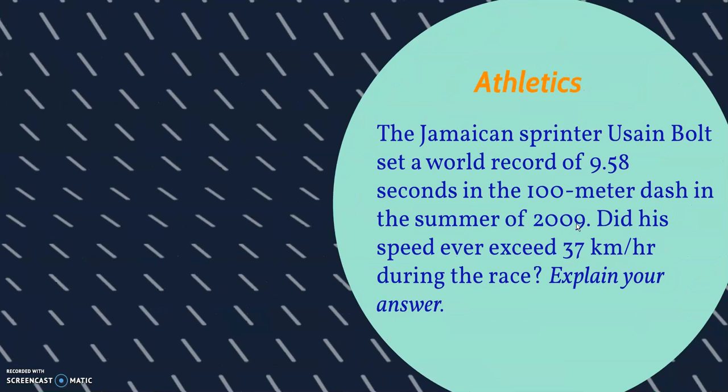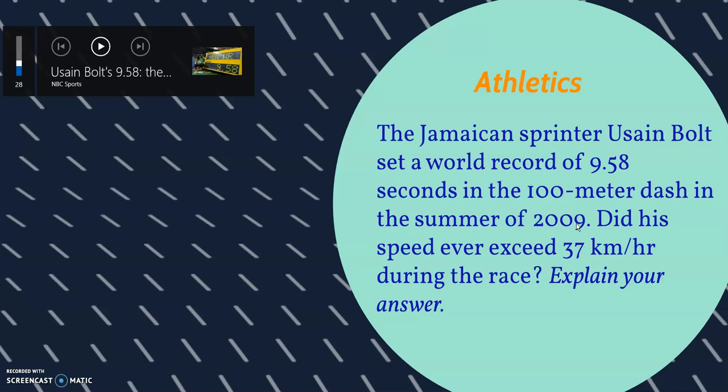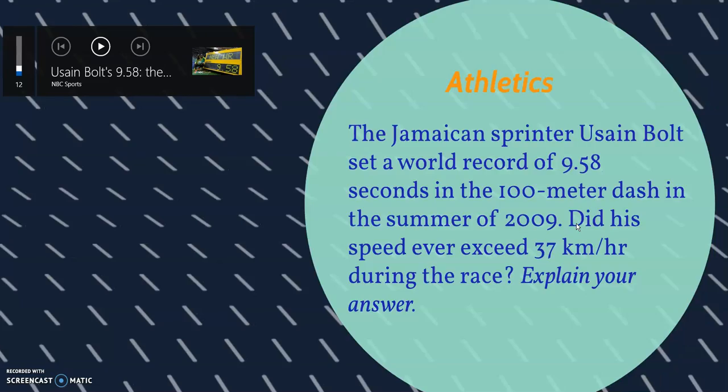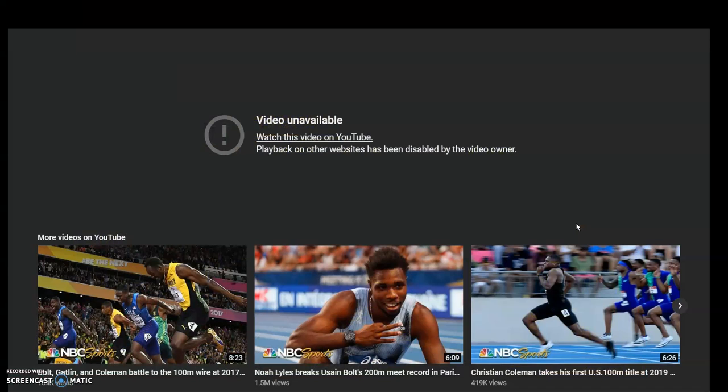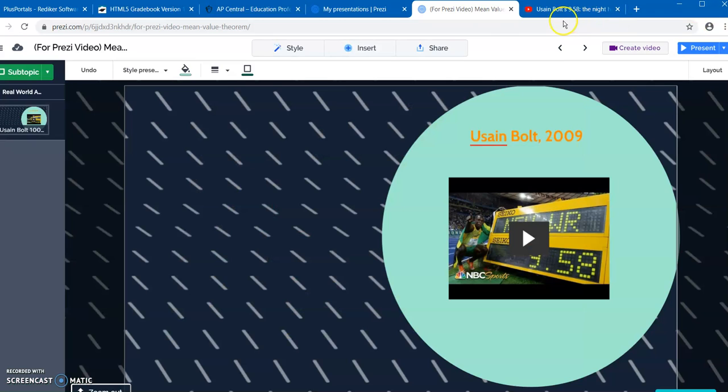For athletics, we have the Jamaican sprinter Usain Bolt in his race in the Summer Olympics. We want to know, could we use the mean value theorem to justify that at some point in the race, Usain Bolt's speed exceeded 37 kilometers per hour? Let's see if our video will play for this event, the summer 2009 Olympics. Not quite, so I'll play it from here.